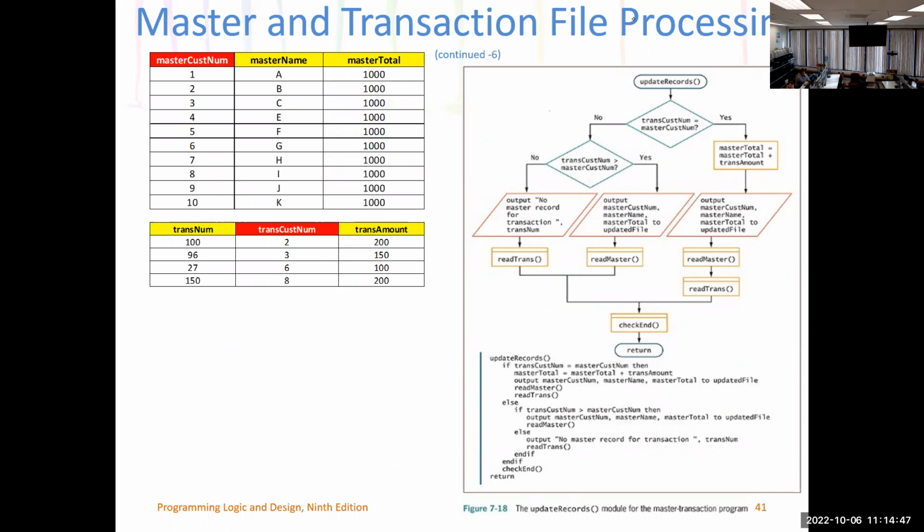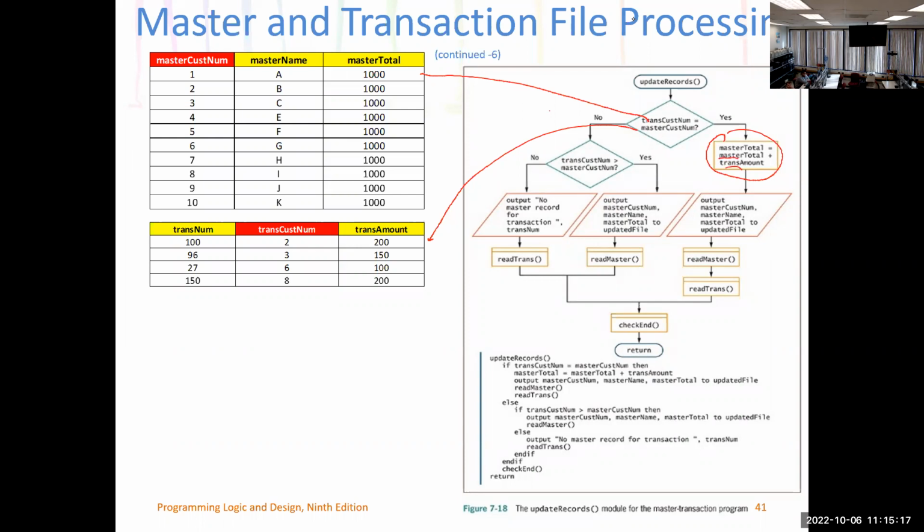You see here, every time you get one record from the master, and every time you get one record from the transaction, you have to compare them together, right? If they are the same, you know for sure he did some transaction here, right? And if he did some transaction, you just add it: master total equals total plus the transaction amount.